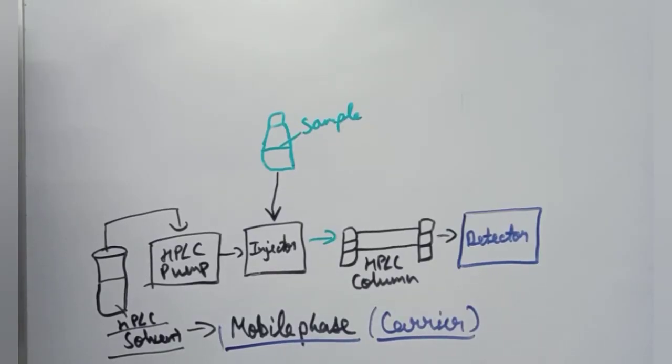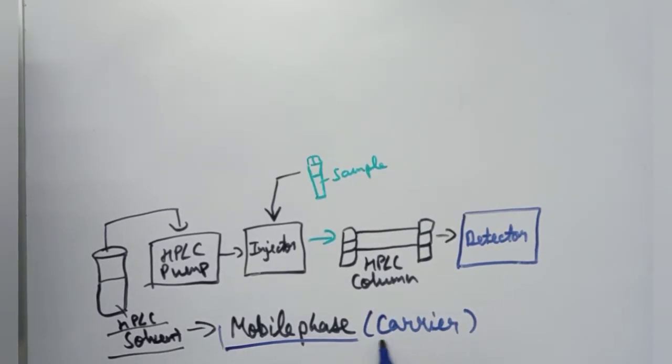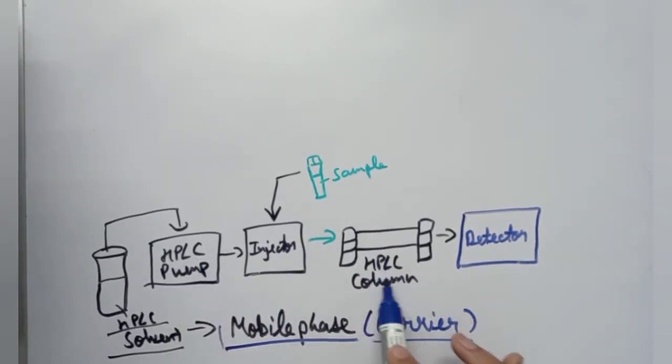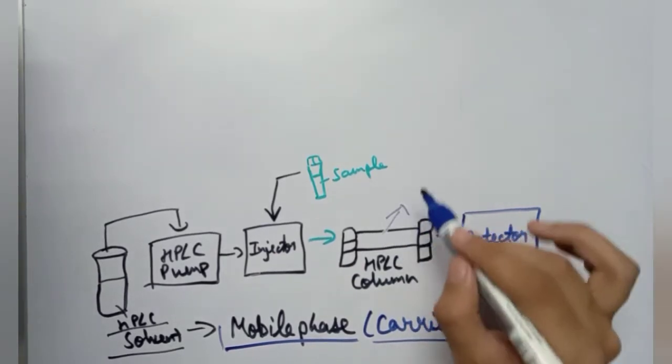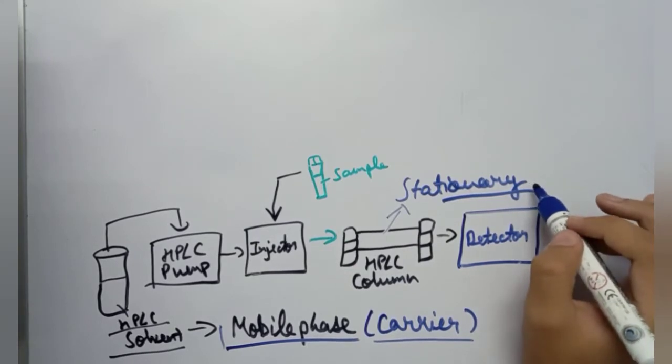Now we will study the HPLC instrumentation and how the HPLC technique is carried out to separate different biological components. So the first component of the instrumentation of HPLC is the HPLC solvent. In the HPLC solvent, a mobile phase is taken. The mobile phase is also known as a carrier because the mobile phase or the solvent carries the sample along with it towards the HPLC column where the stationary phase is present.